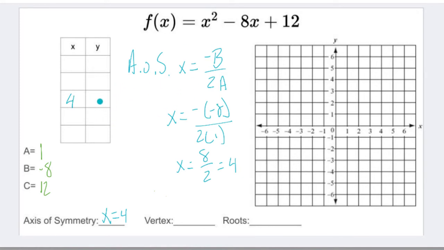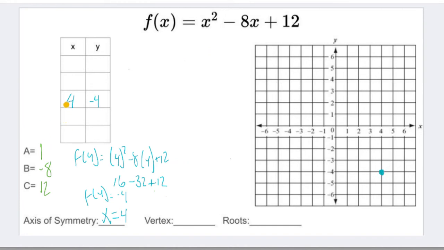Okay, now we need to find the y number. You just got to plug it in every place that you see x. So f of 4 is going to be x squared, so 4 squared, minus 8 times 4 plus 12. So 16 minus 32 plus 12. It's going to give us negative 4. So 4, negative 4, we're right here.